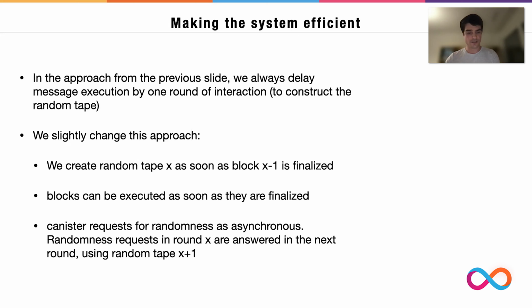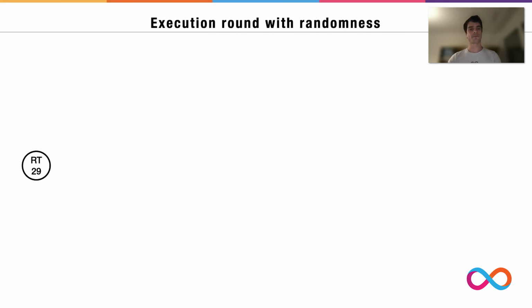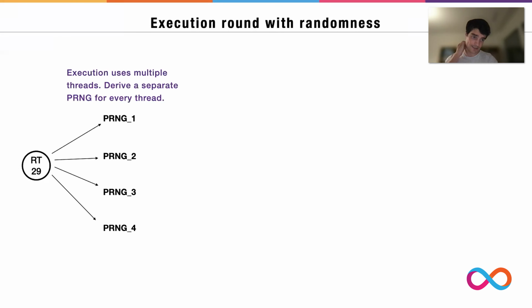So this is exactly the situation that's running now. Let's look a little bit closer into how exactly this works in the deterministic execution part of the system. It starts as an execution round. We have some randomness, some random tape. The first thing that it does is derive multiple pseudorandom number generators for this. This is because execution uses multiple threads and each thread wants to have its own randomness. So we create many independent pseudorandom number generators from this one random tape that we use as seed, essentially.